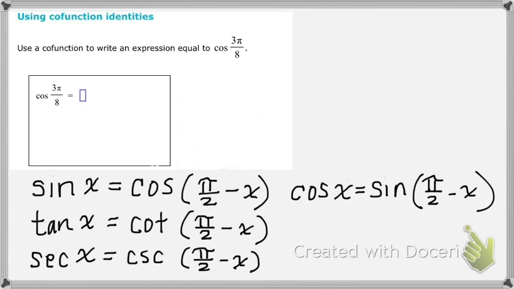Another thing about this is that I can use degrees, certainly. I'll just do that with the last one that I wrote there and say cosine of x is equal to sine of 90 degrees minus x.